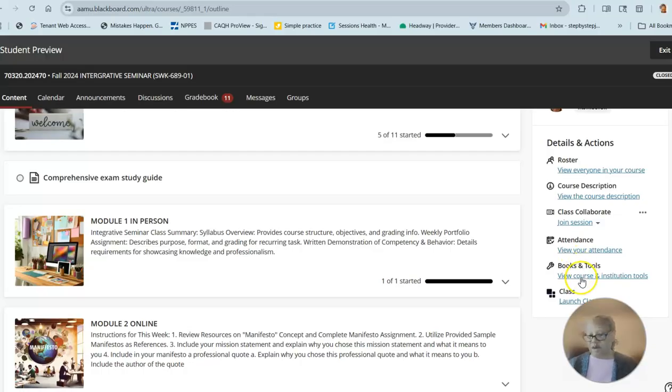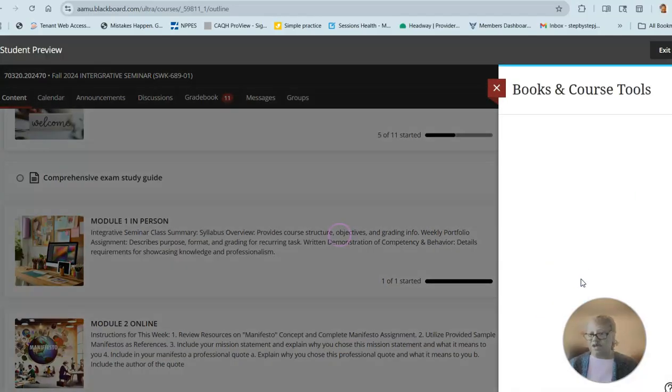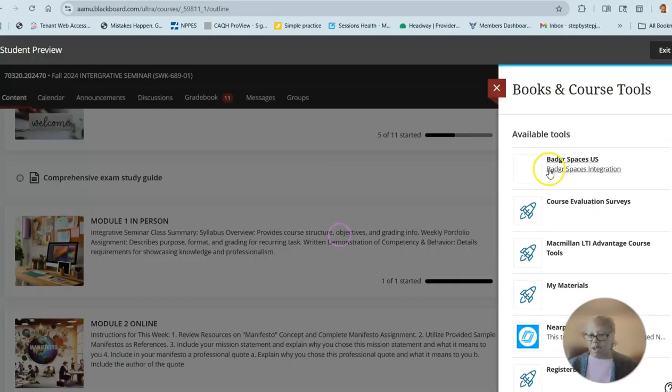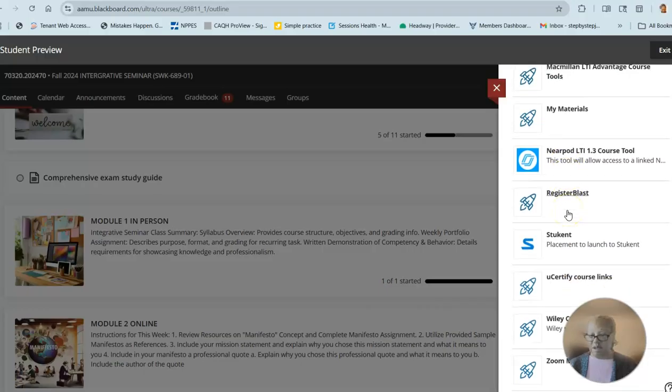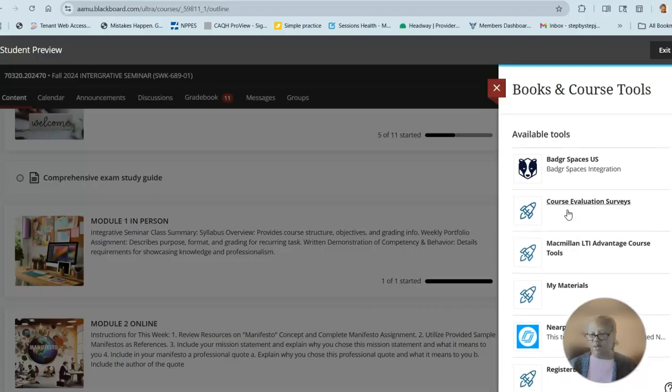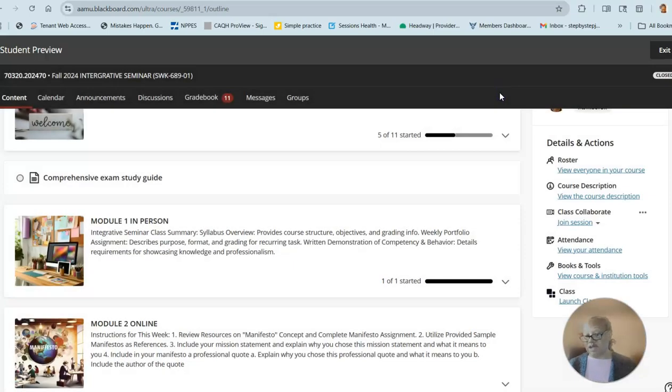Any information about tools or course supplies would be here. We don't use any of these in this class, so if you want to check them out, that's fine, but there's no need. Okay, and that is the class.